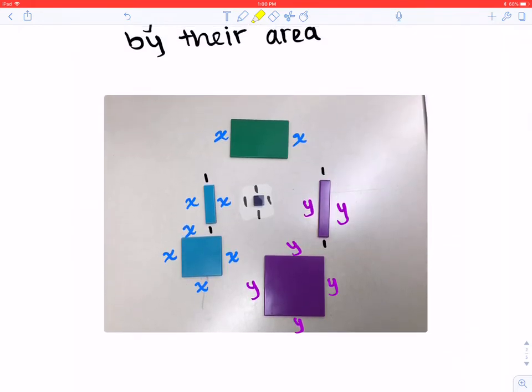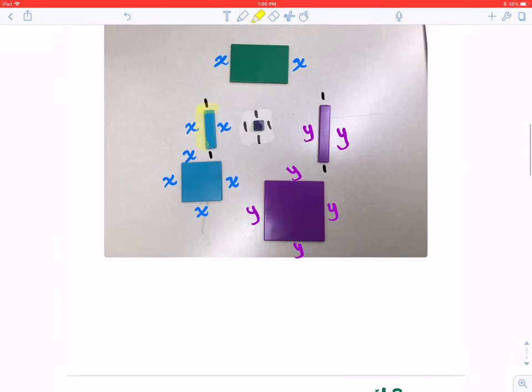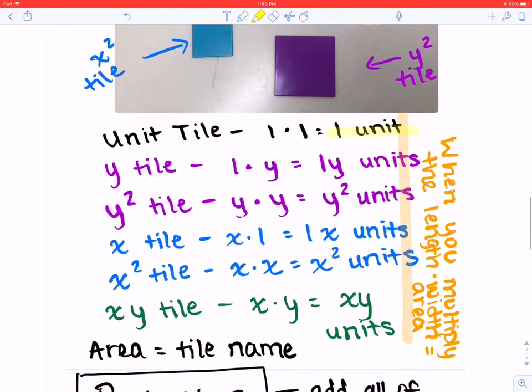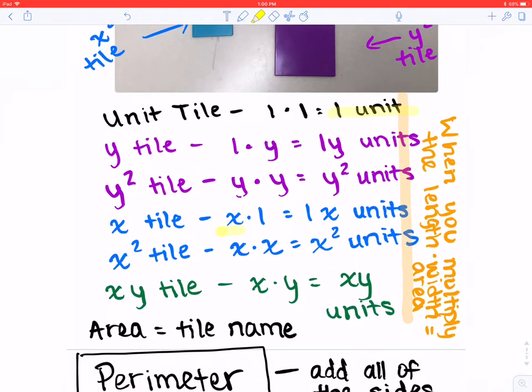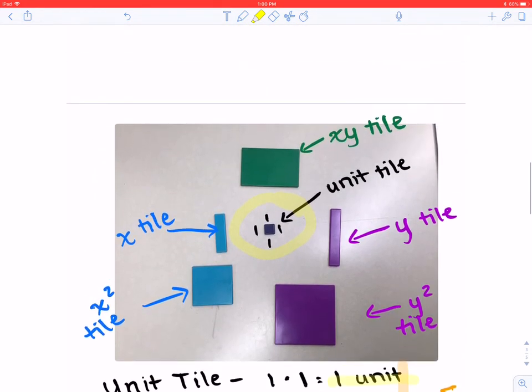Now let's look at the X tile. This tile is 1 by X. Well, if we're finding the area, we would say X times 1 or 1 times X. We call this X units. When we multiply a variable or a letter by a number, if there's only one of it, it takes just the variable. We can say X units or 1X units.